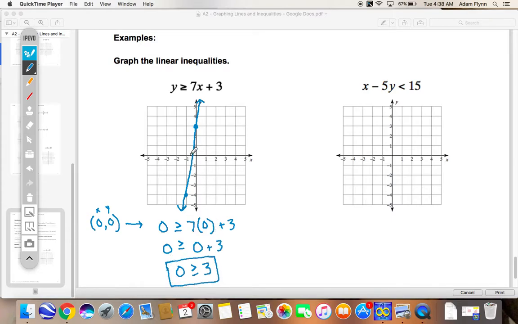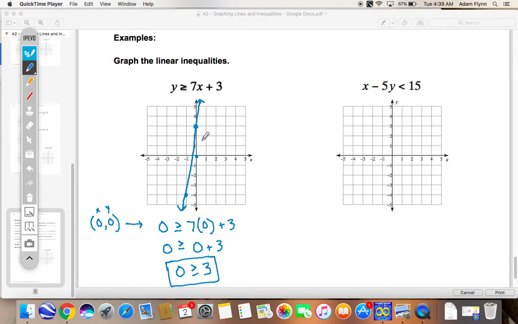This is my point 0, 0 right here. I picked a point on this side of the line and plugged it into my linear inequality, and I got 0 is greater than or equal to 3. Well, 0 is not greater than or equal to 3. 0 is obviously less than 3. So, since my inequality is false, I'm going to shade the opposite side of the line from my point.